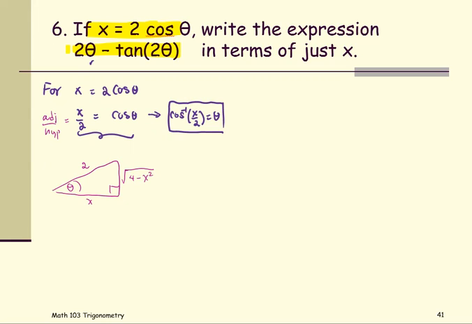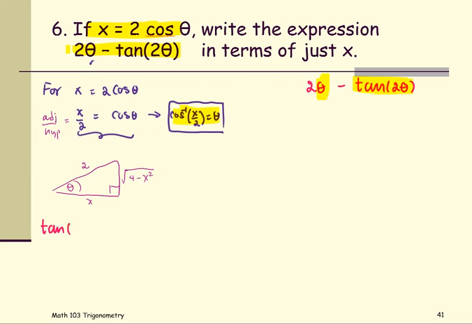The problem asked to write the expression 2 theta minus the tangent of 2 theta in terms of x. Since the angle theta is already found in terms of x, that term is done. Now we're going to work on the expression involving x for the tangent of 2 theta.